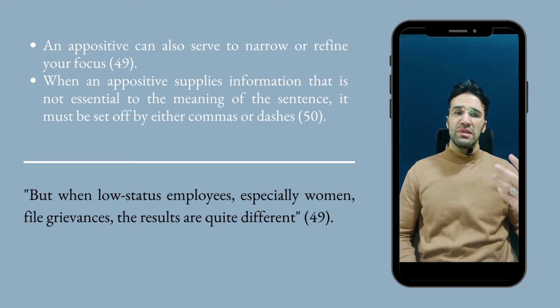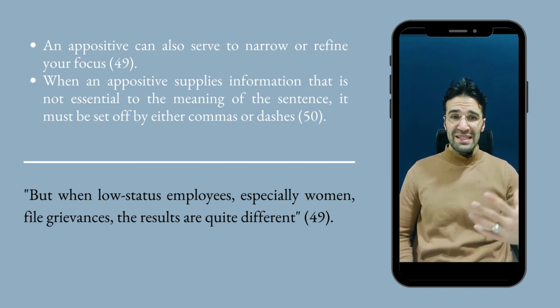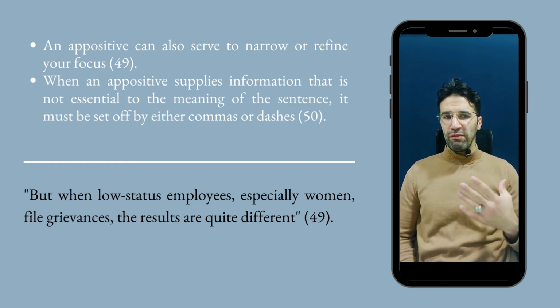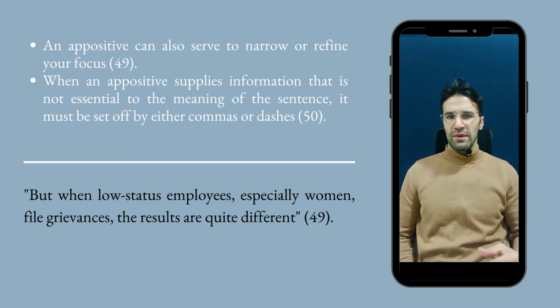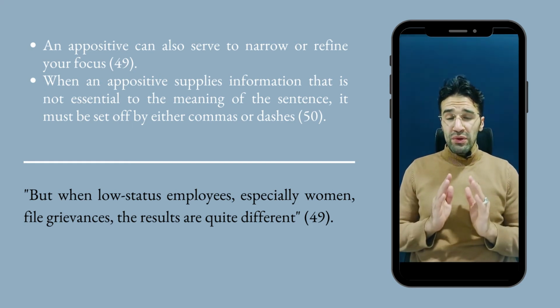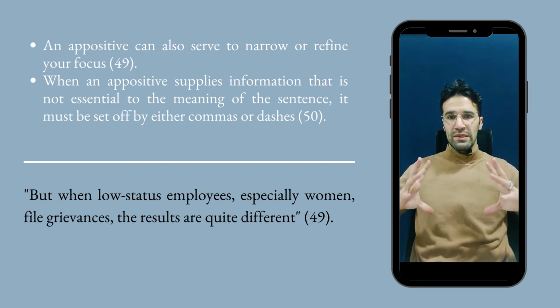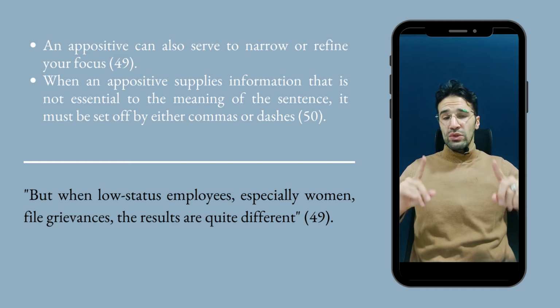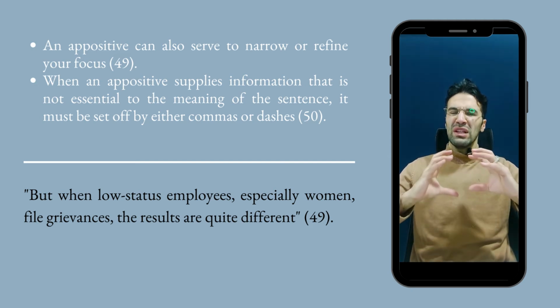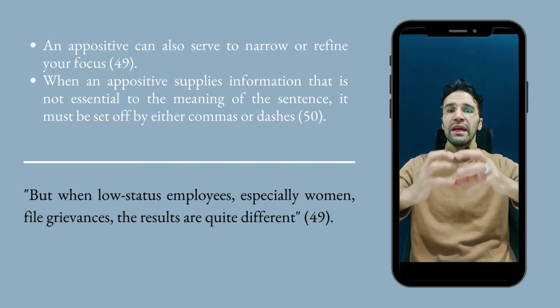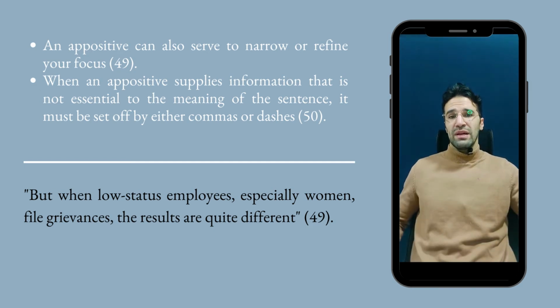It says when an appositive supplies information that is not essential to the meaning of the sentence, it must be set off by either commas or dashes. When there is a piece of information that is not central to the meaning of the holistic sentence, we use dashes or we use 2 commas. We put it in the beginning, but we can totally remove the whole part. You can take it off and the sentence still makes sense.